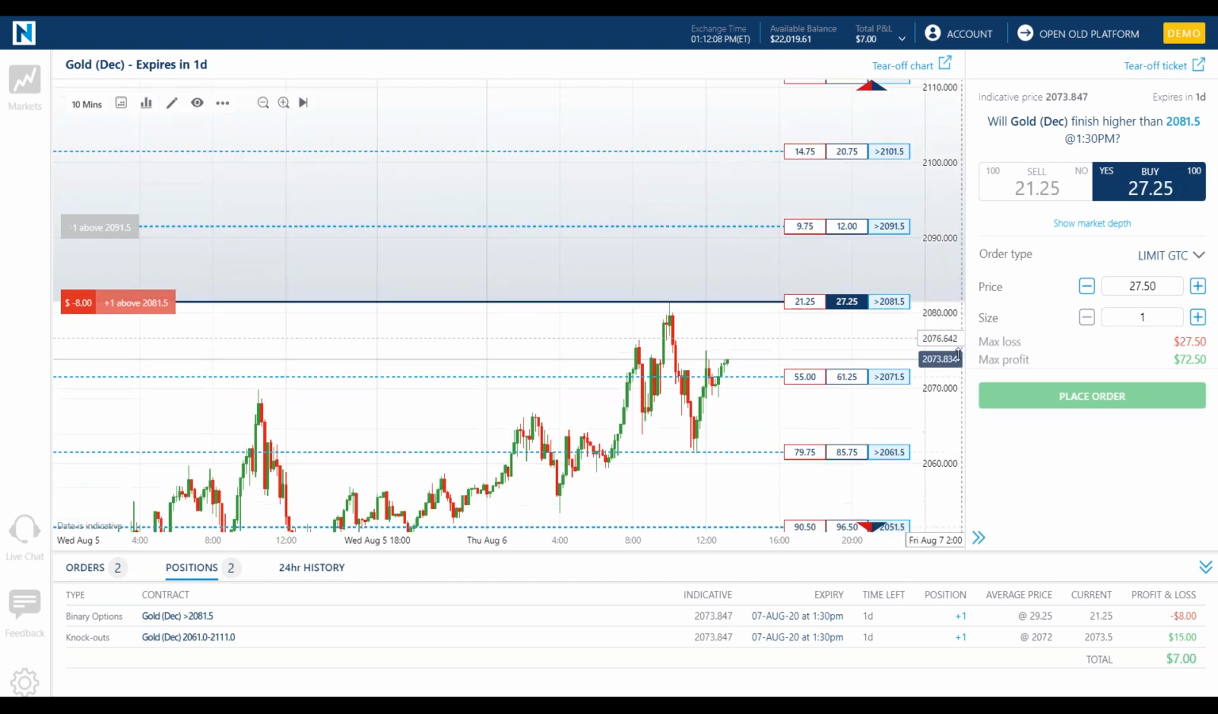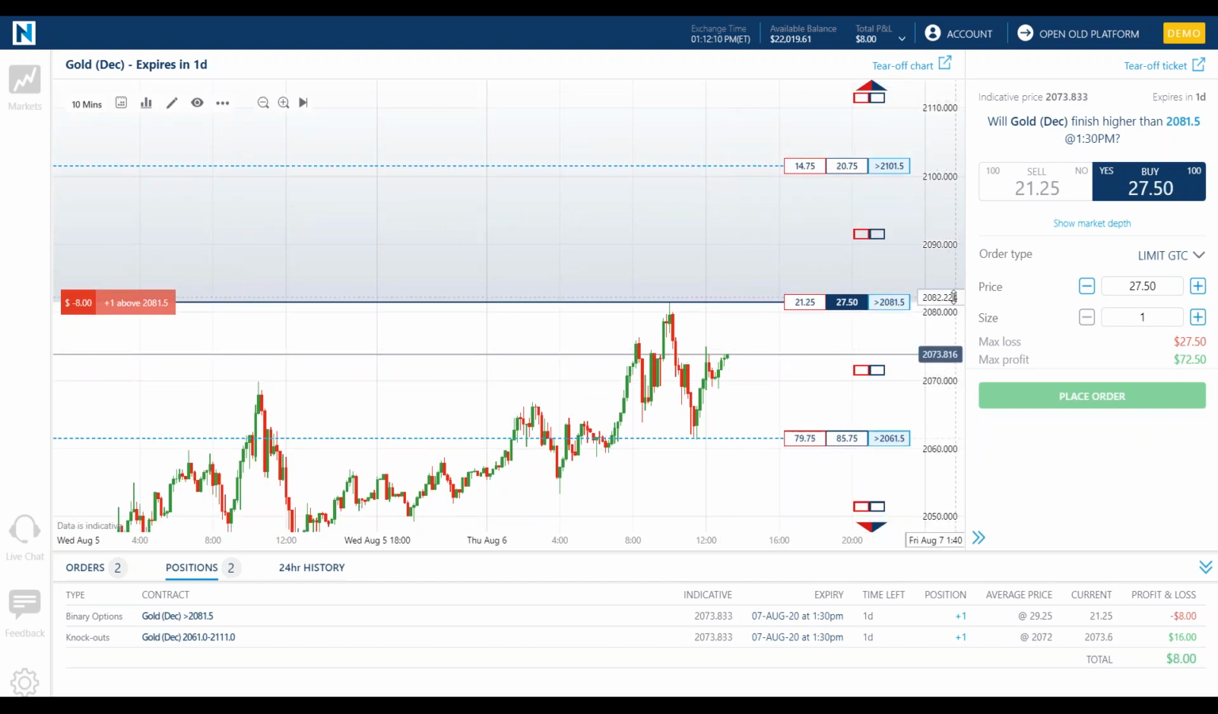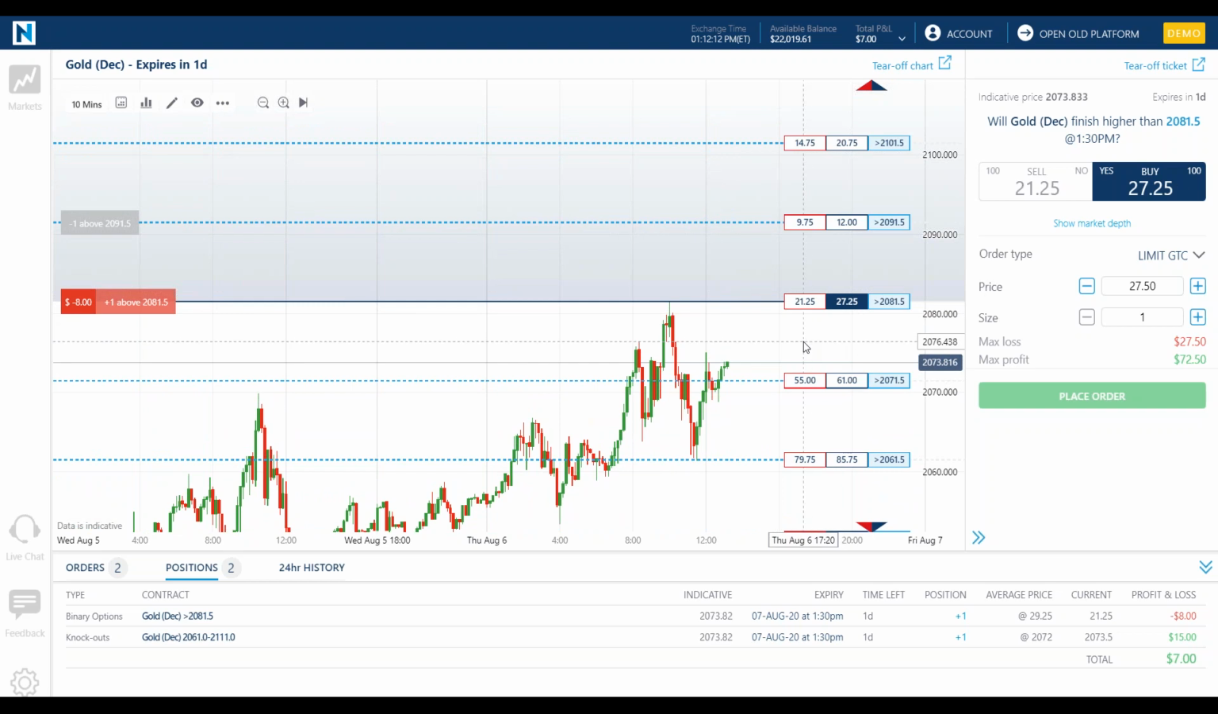Now, just because there's an expiration associated with these does not mean I need to wait till expiration. I bought one of these at 29. If gold were to rally to 2081 and a half, you would actually see this probability get up towards 50-50, and I could sell it right back out. So maybe I like gold in the first half, but I don't like it in the second half.